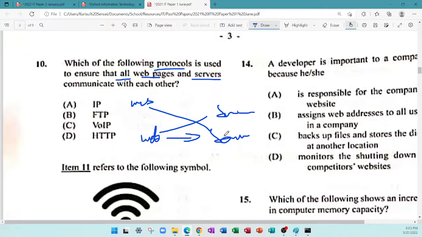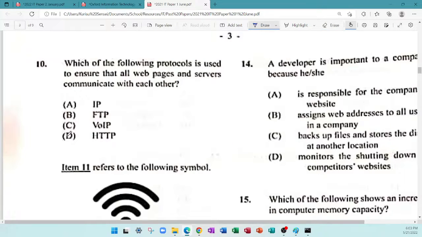And when I look at IP, it says the IP is a unique address that identifies a device on the internet or a local network. Yeah. Okay, guys. We shall go with HTTP. Next question.